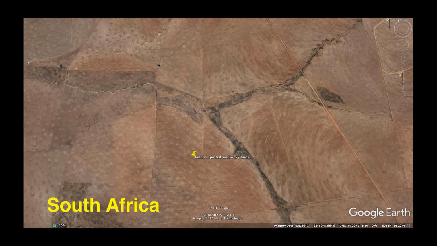Similar thing in South Africa. There's a chance that these are fairy circles, which is a vegetation thing, or termite mounds, or any number of things. Eroding petrified termite mounds, that's possible. Any number of geological possibilities as well for these bumps.